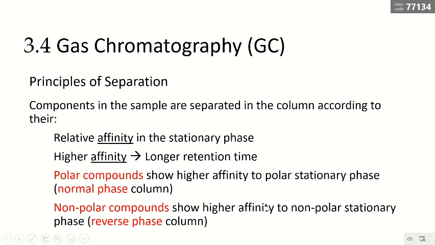This means the stationary phase can be different. They can be polar, they can be non-polar. For those non-polar stationary phases, we commonly call it the reverse phase column. This is a very important concept, not only for this subject but for all chromatography. Later on you will get in touch with it again. They still use this same concept: polar column or normal phase column, non-polar or reverse phase column. That is how it works.